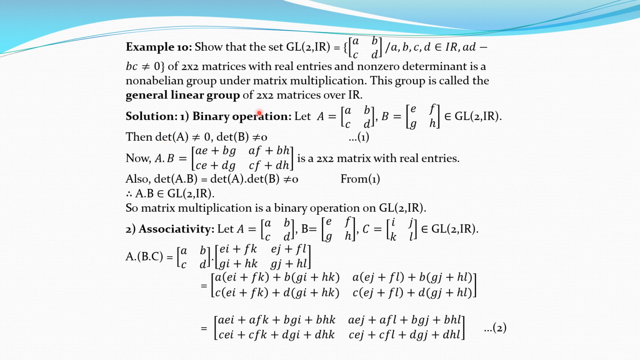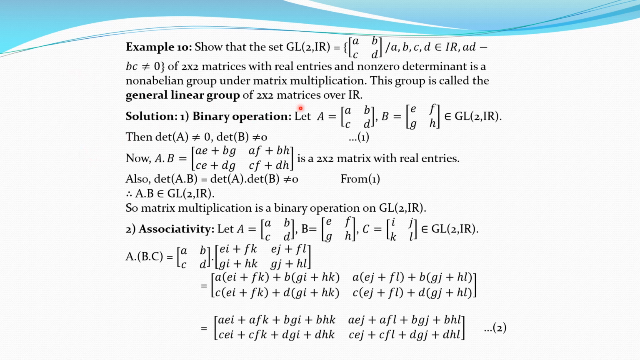We consider two elements from GL2R, A and B. Both are 2 by 2 matrices with real entries. For the first matrix, AD minus BC is non-zero, and for the second, EH minus GF is not equal to 0. In other words, determinant A is non-zero and determinant B is non-zero. Now, to show that their multiplication is an element of GL2R, we have to show that A multiplied by B is a 2 by 2 matrix with real entries and determinant not equal to 0.